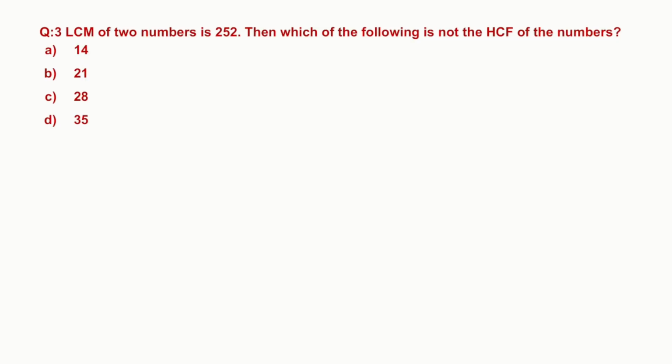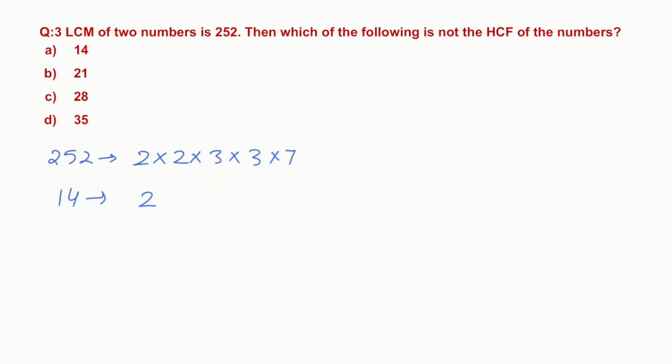So here I have taken one more example on the same. The LCM of two numbers is 252. Then which of the following is not the HCF of the numbers? So for this we will find the factors of 252, which are 2 times 2 times 3 times 3 times 7. Now one by one we will check all the numbers. So first we will check 14.